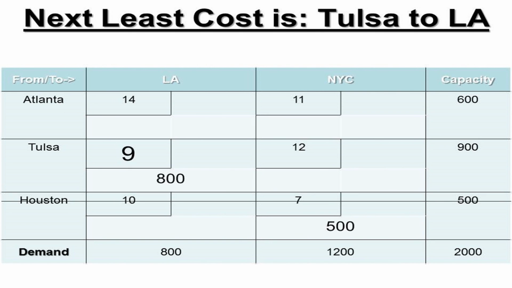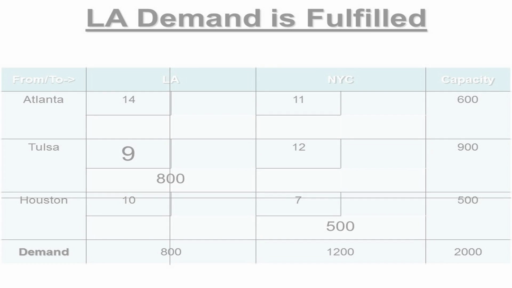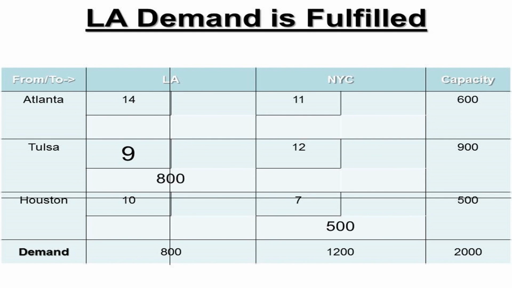Now, of the remaining cells, which one is the next least cost cell? Well, if you look around, you will notice the next least cost cell happens to be Tulsa to LA. And you populate that by 800, because although you can supply 900 from Tulsa, demand in LA is only 800. So the maximum you can put in that cell is 800. And you will notice that now you have fulfilled the demand in LA completely. So you can draw a faint line indicating that LA is done.